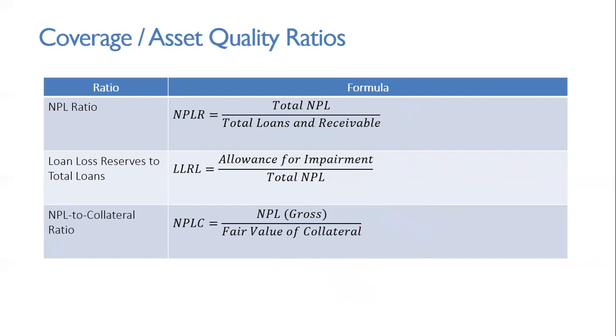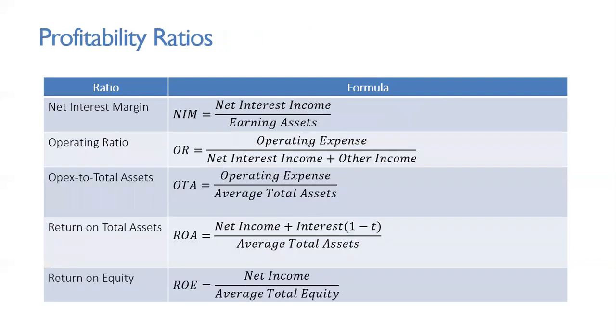What are other ratios related to banks? Profitability ratios, of course. First is the net interest margin. So parang profit margin pero hindi ganon. Ang computation niya is net interest income, which is interest income minus interest expense, divided by total earning assets. Ano yung total earning assets? We'll go to the next slide.